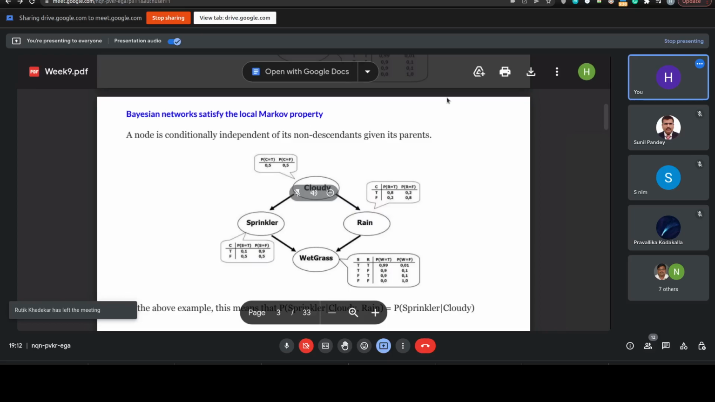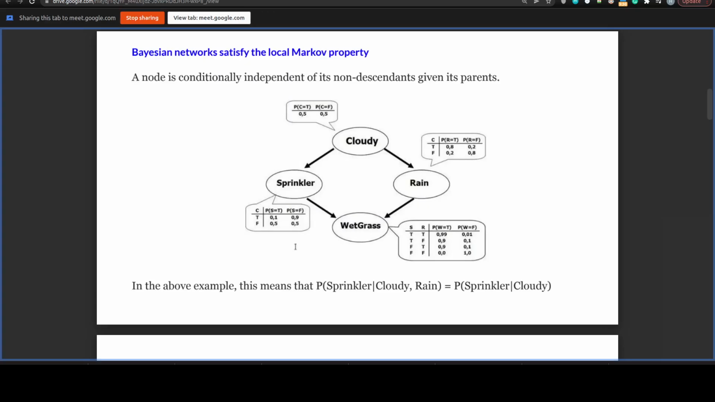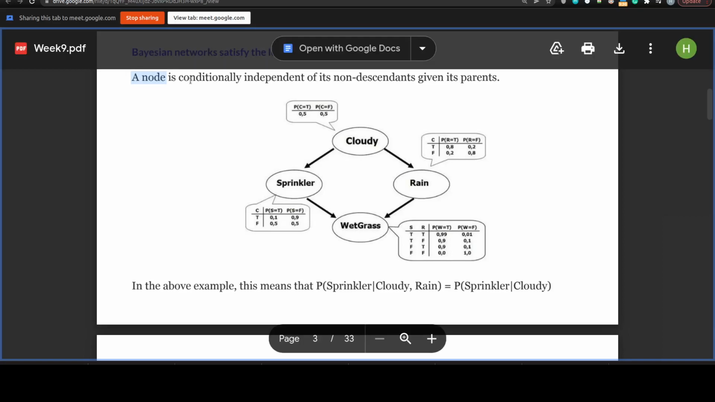They have this property that a node is conditionally independent of its non-descendants given its parents, right? So if I specify the probability of the parents, you can actually get the probability of the child, and you don't need any other information about any other node.